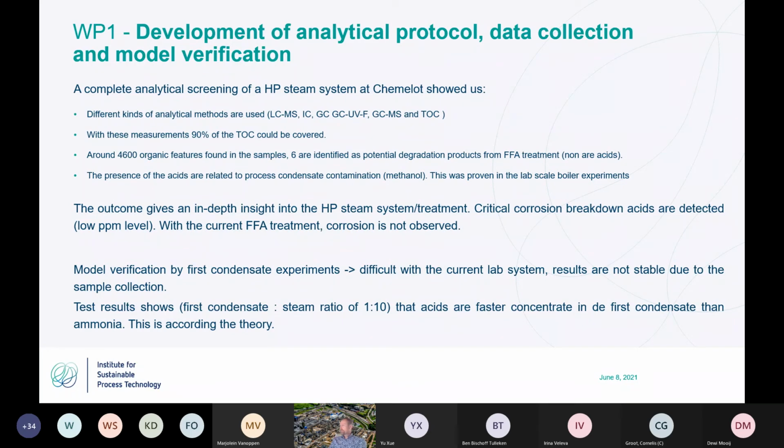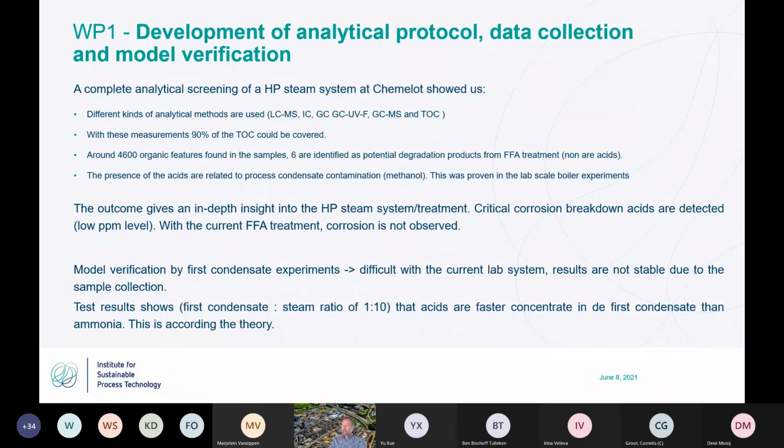So the outcome of this work process gives us an in-depth understanding of what is happening in our high pressure steam system. And we also know that critical corrosion breakdown acids are detected, but at a very low level. And with the current film-forming amine treatment, corrosion is at the moment not observed. We have been using this film-forming amine since 2013.